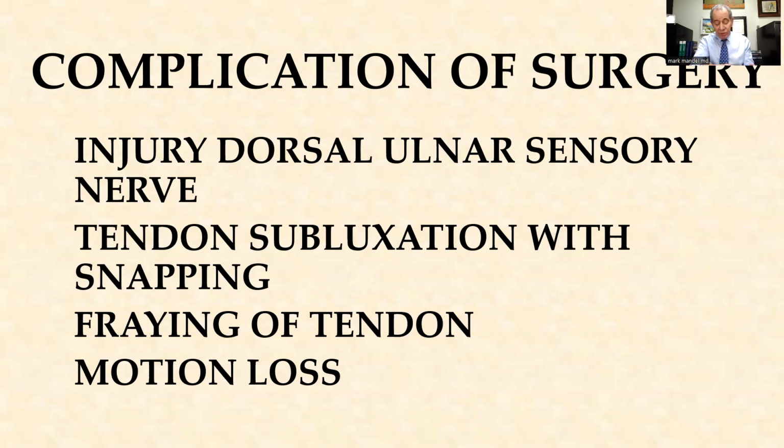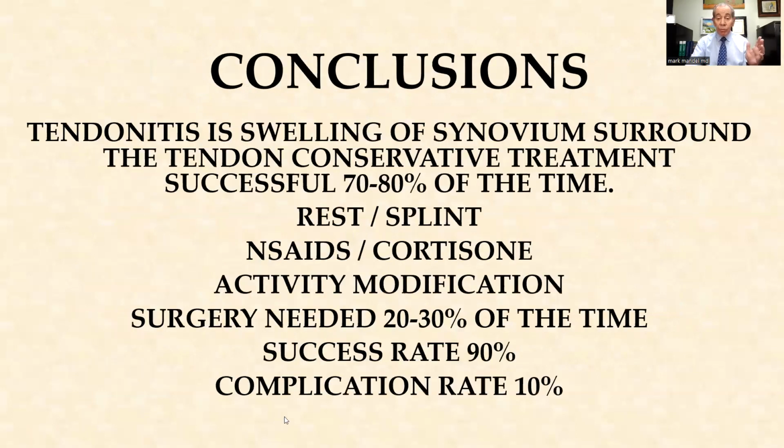Here, when you move your wrist, the tendon tends to snap back and forth over the distal end of the ulna, and as opposed to the radial side, sometimes the tendon ends up being frayed. You lose motion. So to conclude, wrist tendinitis is swelling of the synovium surrounding the tendons.